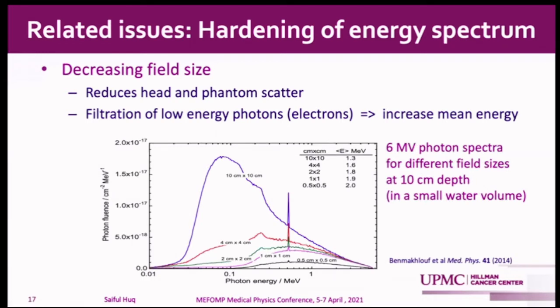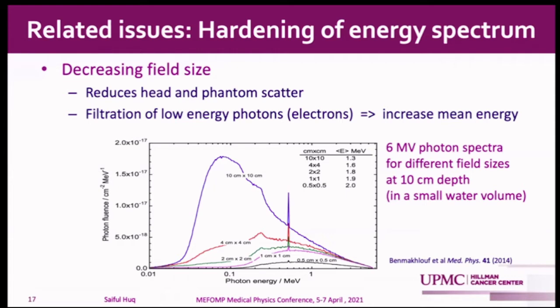What you see here is a 6 MV photon spectrum in a small volume of water for different field sizes ranging from 10 by 10 square centimeters to 0.5 by 0.5. As you can see, as the field size is decreased, this is for a 10 by 10, and this is for a 0.5 by 0.5, there's a significant filtration of the low energy component. And the mean energy increases from 1.3 MeV for a 10 by 10 to 2 MeV for this 0.5 by 0.5.